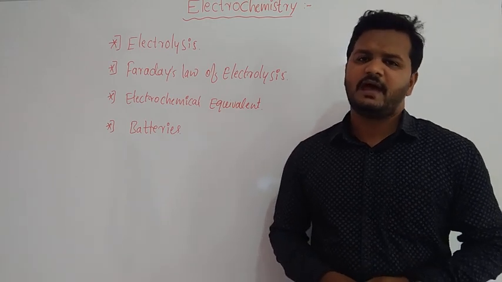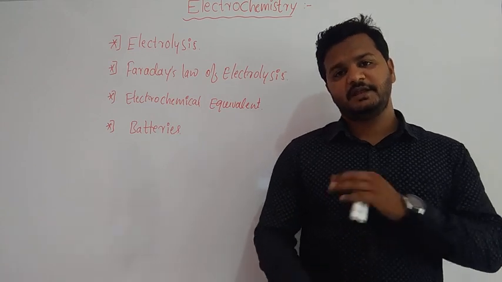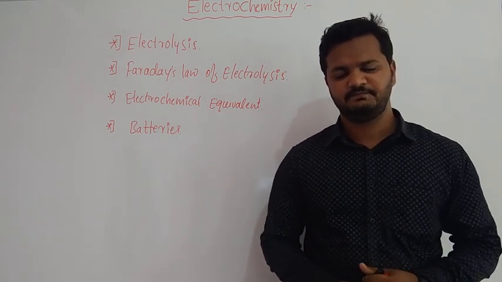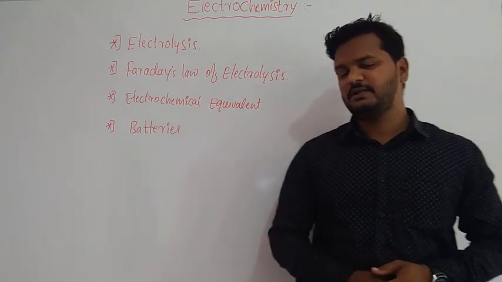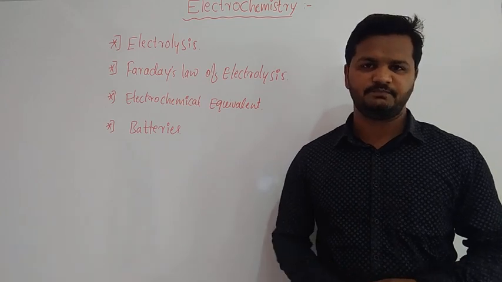And what is meant by anion? An anion is exactly opposite to the cation: it gains an electron and becomes a negatively charged species, or you can say negatively charged species are called anions.